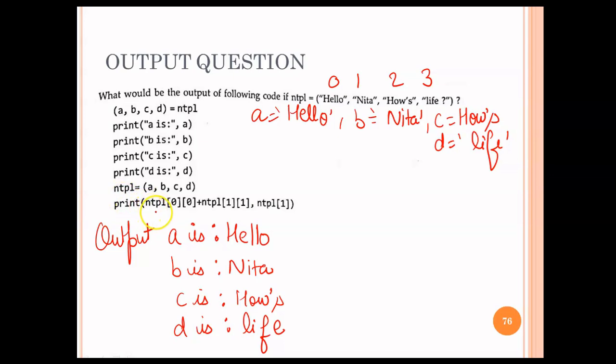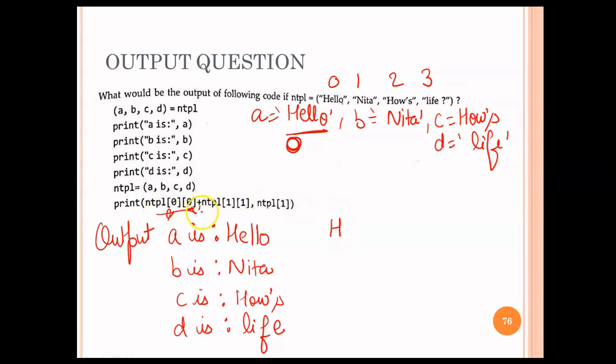Now what they are doing here, ntpl[0][0]. So just think about it, ntpl[0][0]. 0 is this only, right? This is the 0th position. 0 is this one. Hello, you can see hello is written here, right? So this is for the element and the position inside the element. In hello, the element at position 0 is H. So this statement will display H.